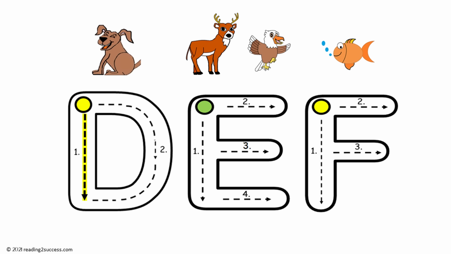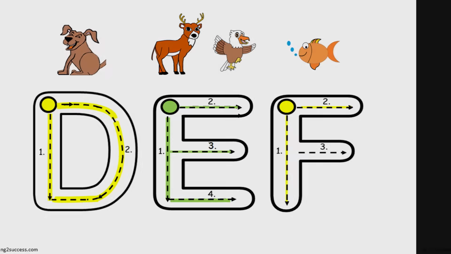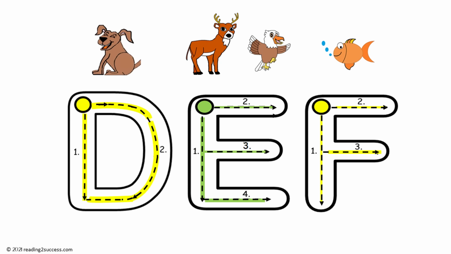D has 2 parts, 1 and 2. E has 4 parts, 1, 2, 3, and 4. F has 3 parts, 1, 2, and 3.